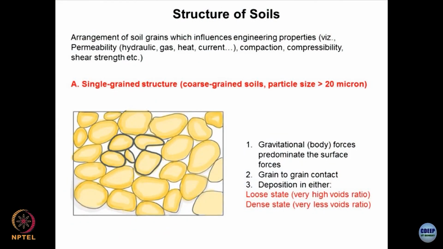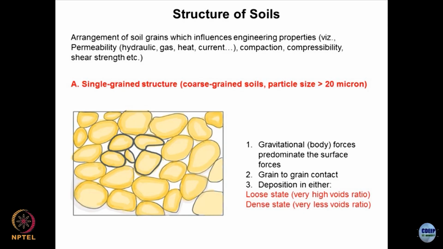So, this is a typical single grained structure. We also call this as coarse grained materials. The other variety of the soils which we will be dealing with would be fine grained materials. Normally the particle size is more than 20 microns. What are the properties of this material? The gravity predominates. We also call them as body forces, alright.